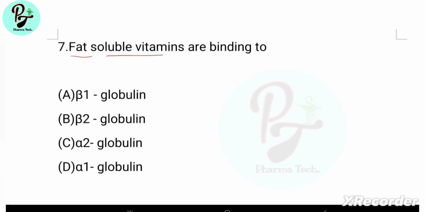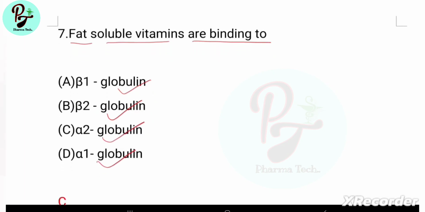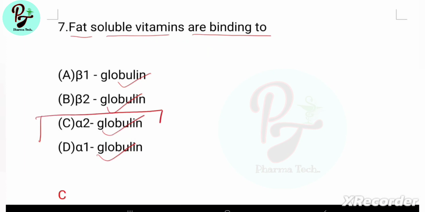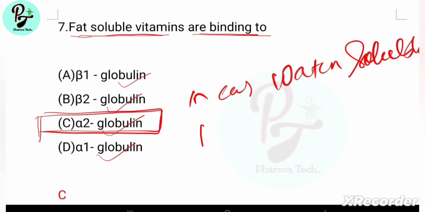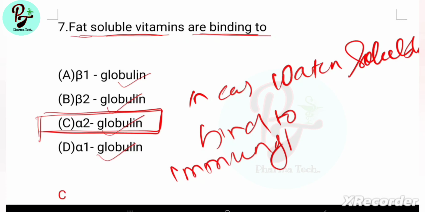Fat soluble vitamins are bound to which? Options are beta 1 globulin, beta 2 globulin, alpha 2 globulin, alpha 1 globulin. Answer is C, alpha 2 globulin. Fat soluble vitamins bind to alpha 2 globulin. In case of water soluble vitamins, they bind to immunoglobulin of human plasma.